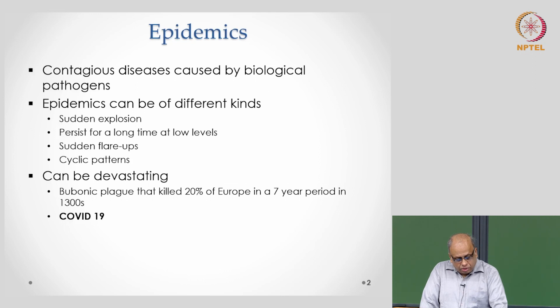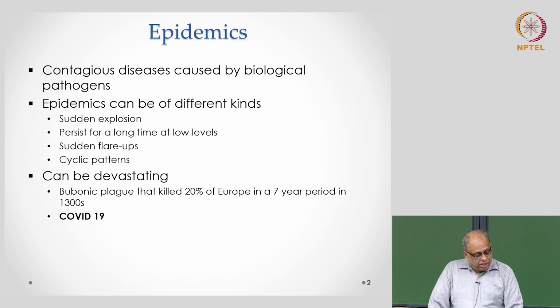And of course, we know that it can be devastating. We had a plague that killed 20% of Europe in the 1300s, and we used to think that this kind of epidemic cannot happen anymore, and then COVID-19 happened.